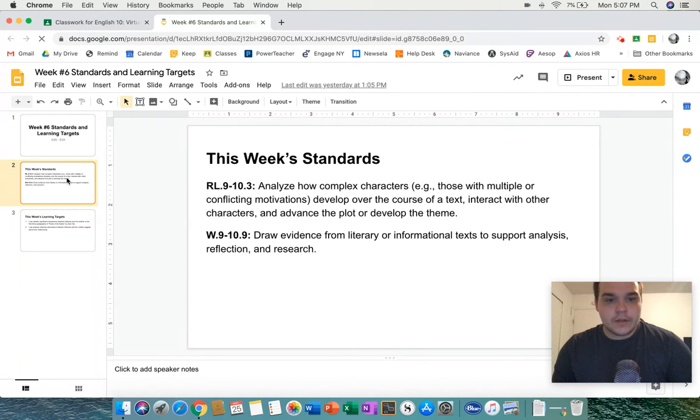One is RL 9-10.3, and that's asking you to analyze complex characters and how they develop over text, how they interact with each other, and how they advance the plot or develop a theme. In addition to that, we're going to be looking at a writing standard, your ability to draw evidence from a text, in this case, a literary text, to support analysis, reflection, and research. So these are the 2 standards.